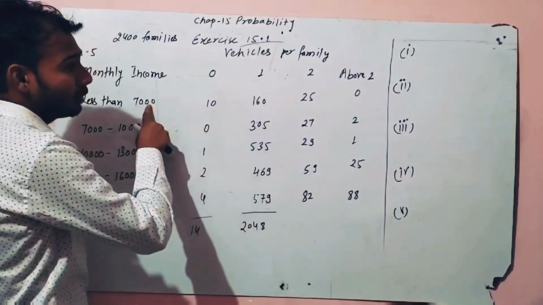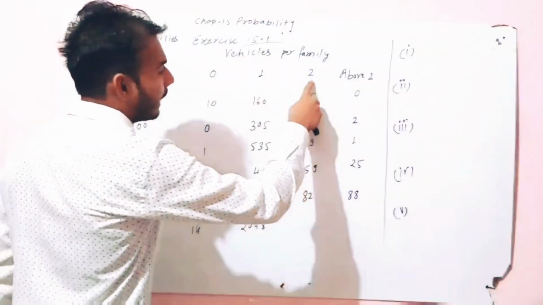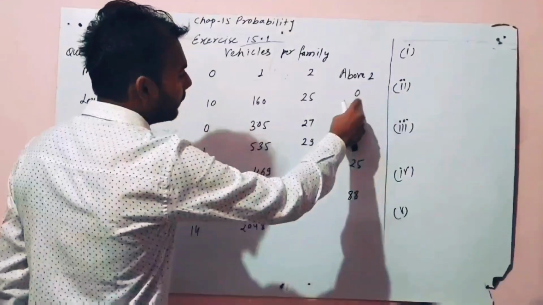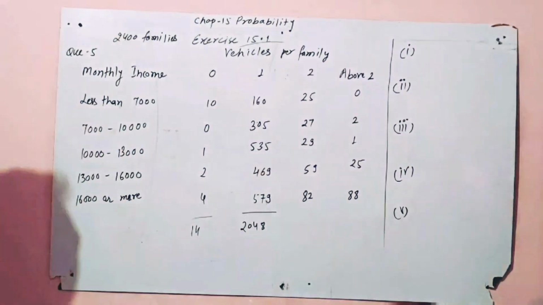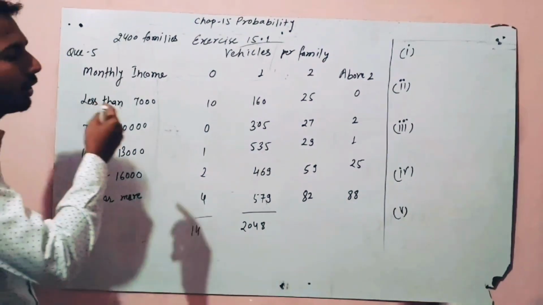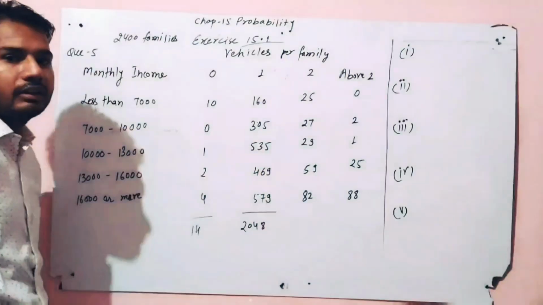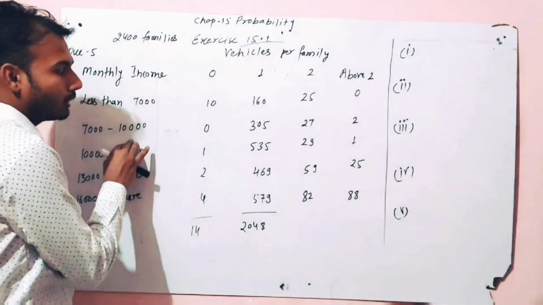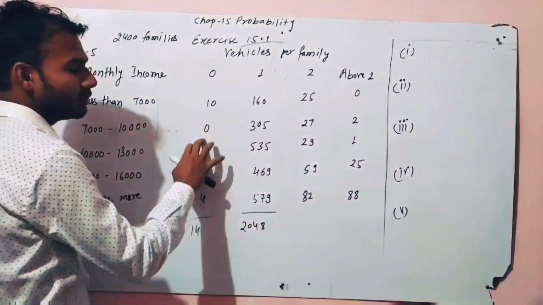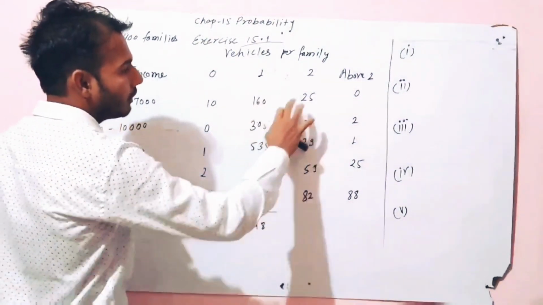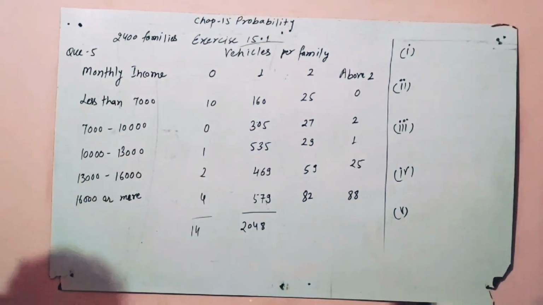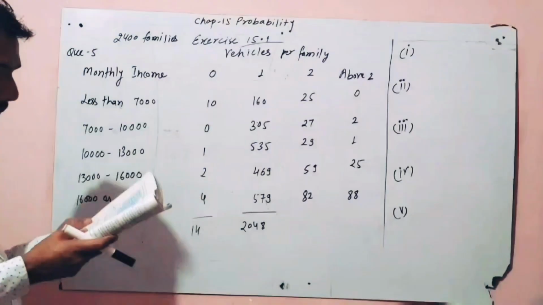Less than 7,000 but they have one vehicle: there are 160 families. Less than 7,000 with two vehicles in total. And more than two: there are zero families earning less than 7,000 but having more than two vehicles. For 7,000 to 10,000, zero vehicles is zero families, one vehicle 305 families, two vehicles 27 families. Like this, it has been given.